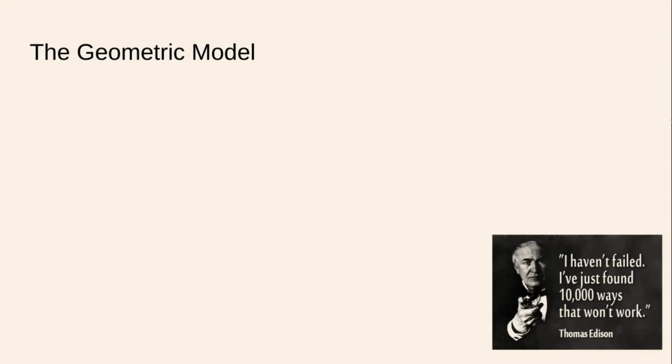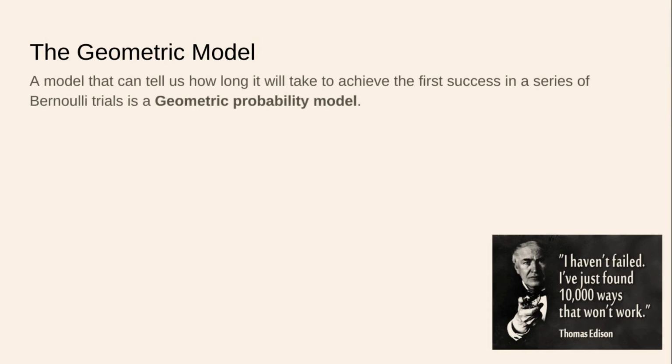Welcome back, AP Statistics. This is the second part of Chapter 16. We're going to be talking about the geometric model. A model that can tell us how long it will take to achieve the first success in a series of Bernoulli trials is a geometric probability model.